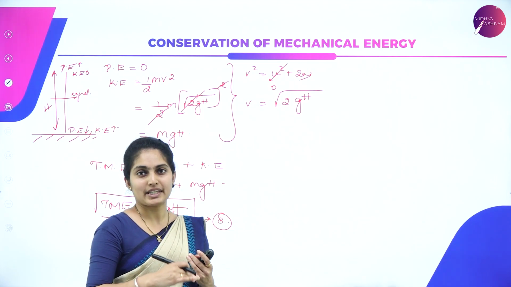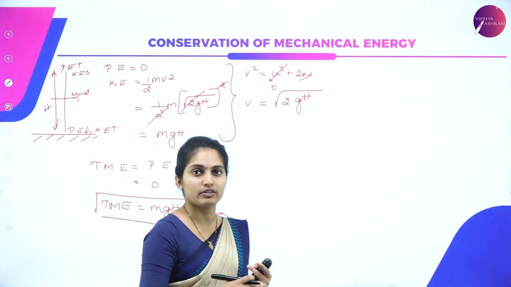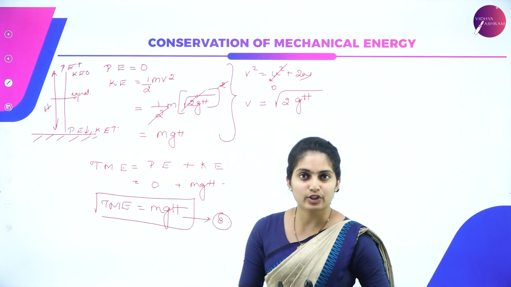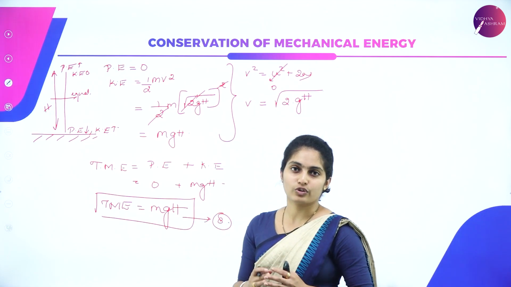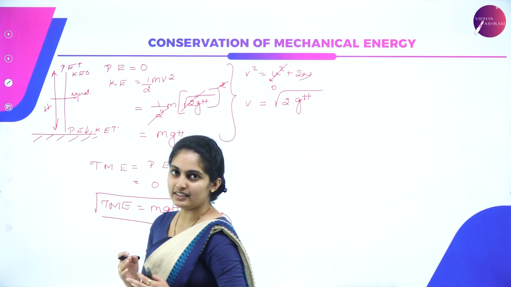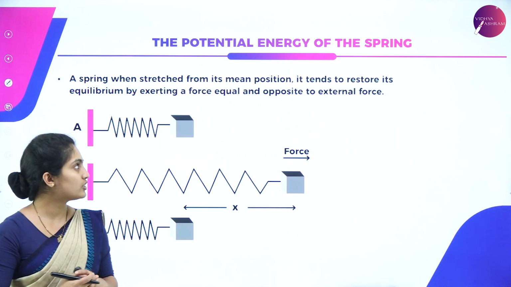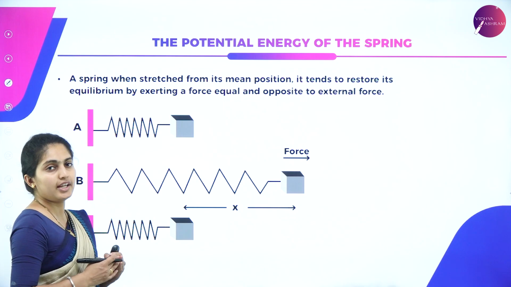Initial total mechanical energy is equal to the final one, whatever we have got. So it is said to be conserved. That holds good for the conservation of mechanical energy. Now let us skip on to the potential energy of the spring.